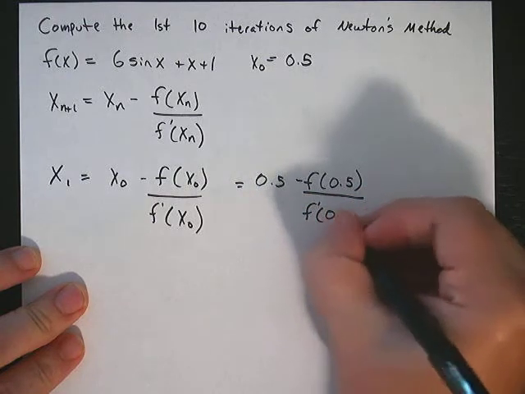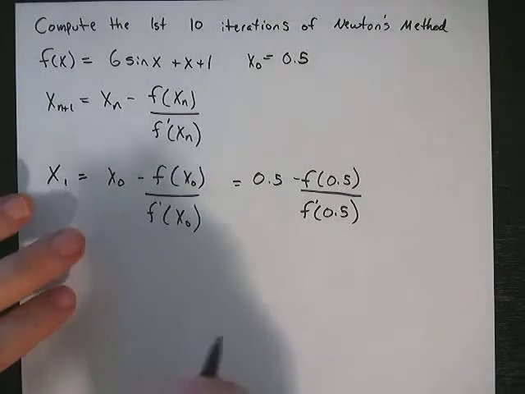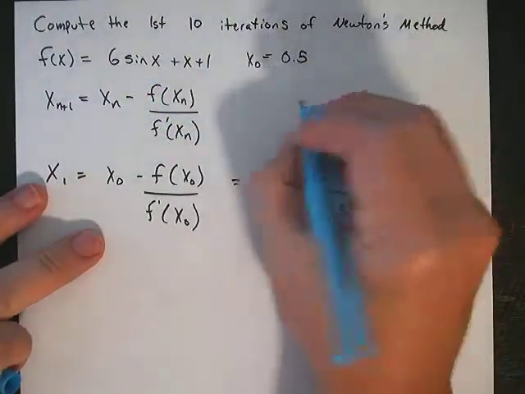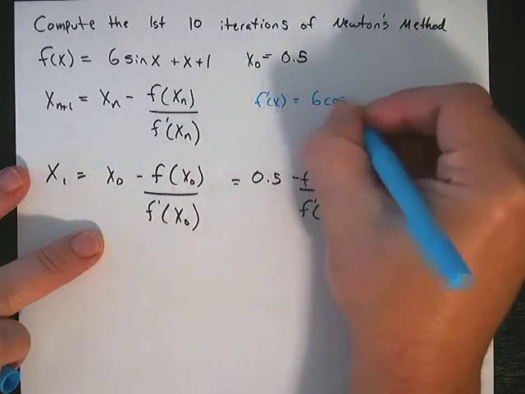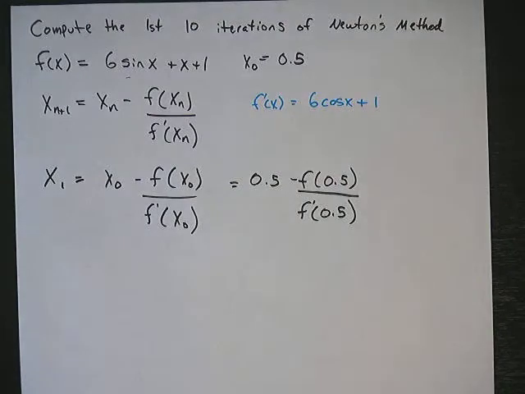of 0.5. The one thing we need to figure out before we can move on in this problem is what is f prime. So let's write that down here. Here's our original function, 6 sine x plus 1. So f prime of x is going to be 6 cosine x plus 1, term by term.